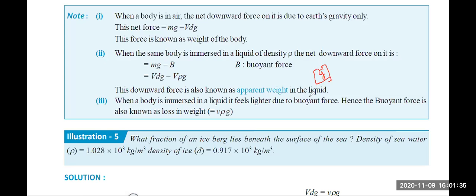So instead of writing B is equal to rho liquid, V displaced, G, I'll just write G effective. Don't you think this would be the correct expression for buoyancy? Yes or no? Tell me. This would be the correct expression of buoyancy, right? Right, everyone?